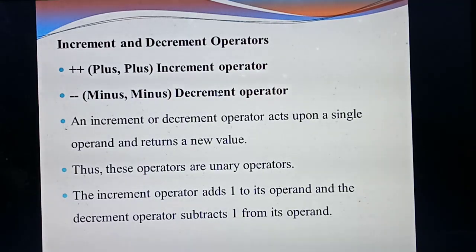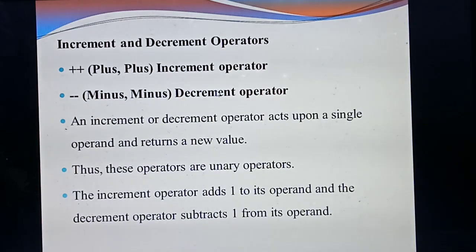A plus B, B plus B, 2 operands. But increment and decrement operators always come under unary. Why? Unary operator always requires only 1 operand. So here, increment and decrement operators come under which operator? Unary.